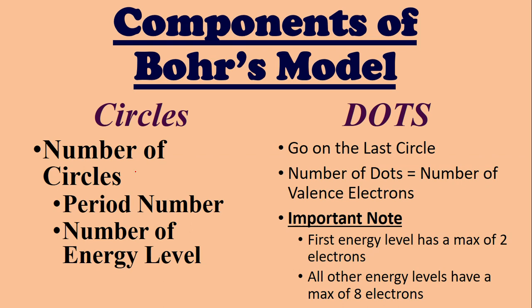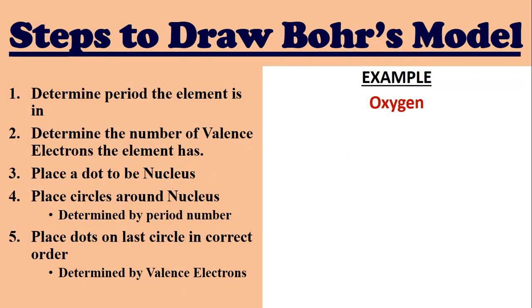It's an important note here. The first energy level, the first circle, can only have a max of 2 electrons. All other energy levels can have a max of 8 electrons. So, steps to draw Bohr's model. Remember, I only covered about the first 20 elements, and that's where most of these steps apply. When you get into transitional metals, it gets a little bit more complex.